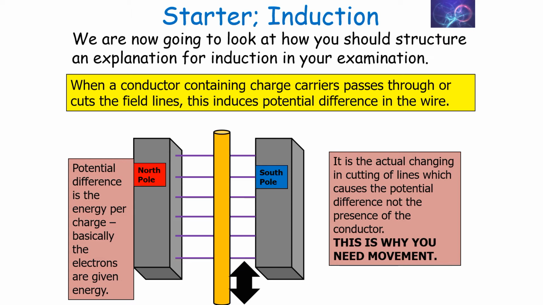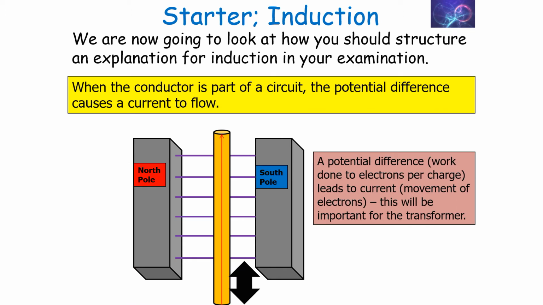Now, it's the actual changing in the cutting of lines which causes the potential difference, not the presence of the conductor, which is why you need movement of either the permanent magnet or the conductor. Now, when the conductor is part of a circuit, the potential difference causes a current to flow. So the potential difference will then lead to a current in your particular wire.